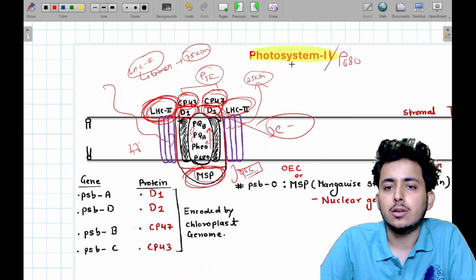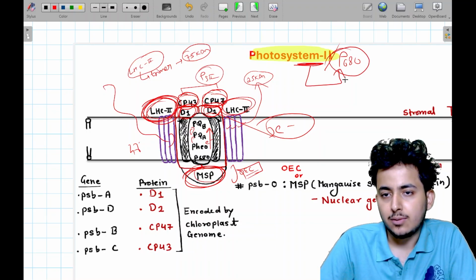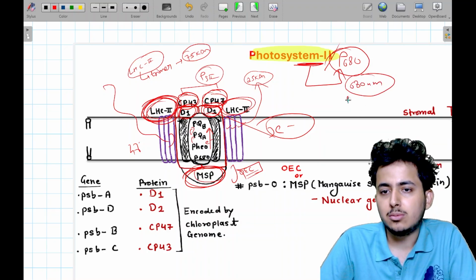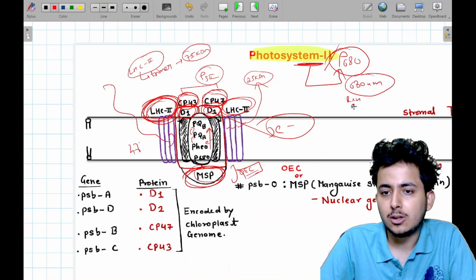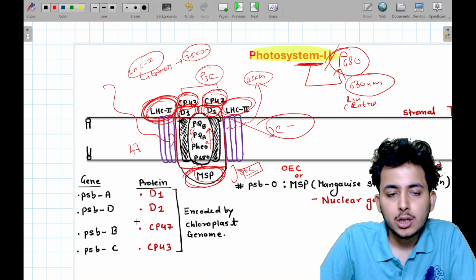LHC2 is associated with photosystem 2, that is P680, which absorbs at 680 nanometers. The reaction center basically absorbs at this wavelength. So this is something that you should know. Now there are different genes which code for these proteins.